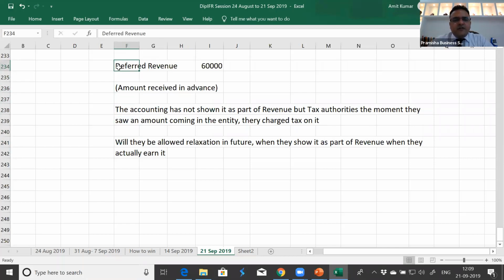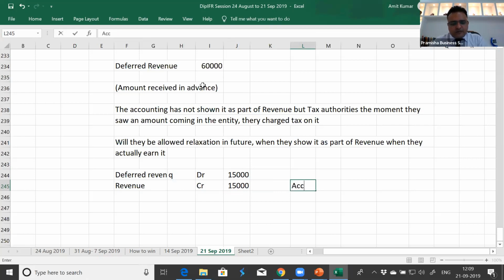Deferred revenue means money received in advance, but they've not recorded it as revenue. When they earn revenue, what is the entry? Suppose they earned revenue of 15,000. Debit deferred revenue 15,000, credit revenue 15,000. For the first time, they're showing it as part of the accounting books. But tax has already been charged on it, because the moment 60,000 came in, the authorities charged tax on it. Will they be allowed relaxation? Will they be charged tax on it in future? No, they'll not be charged any tax on it in future. So how is this dealt with?